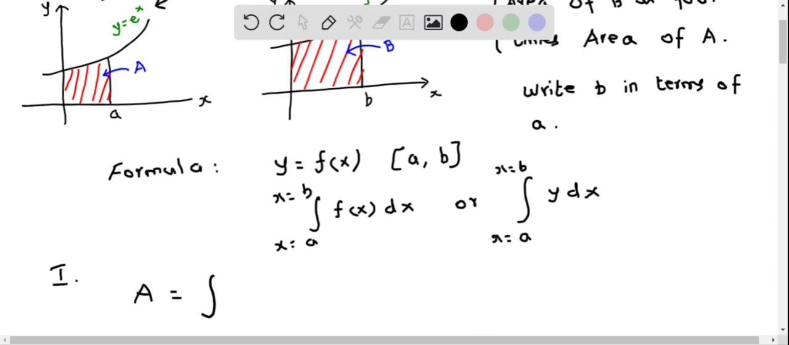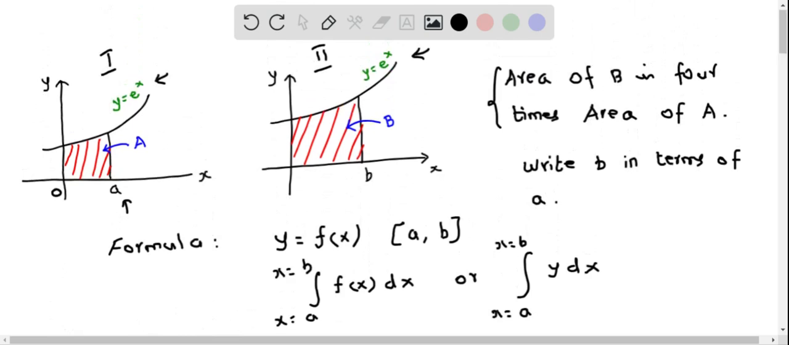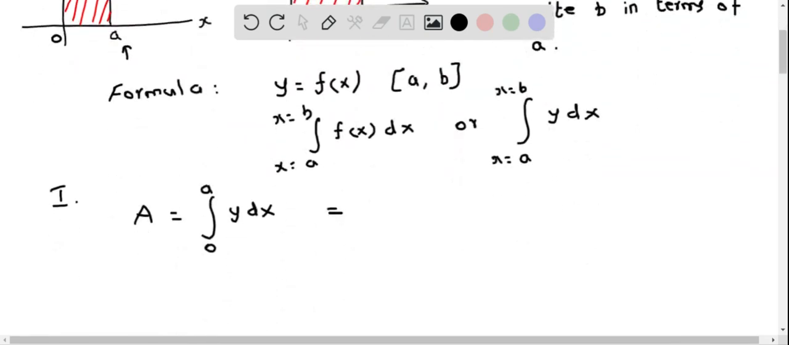So this is equal to the integral where the lower limit of this curve is 0, that is from the origin, and the upper limit of this region is a. And then I put the curve equation, that is y dx. Now I can replace y by e power x because the curve equation is y equals e power x. So this becomes the integral of e power x dx. Now we can integrate this using the standard integration formula. Integration of e power x is e power x, and then we have to apply the limits from 0 to a.